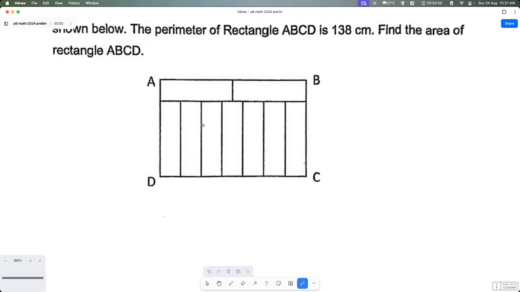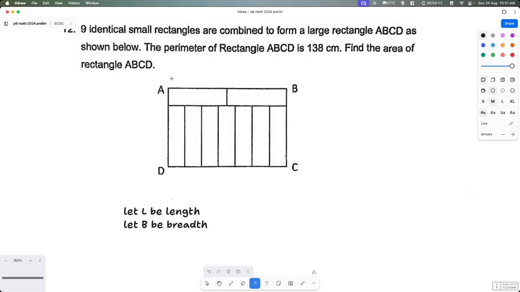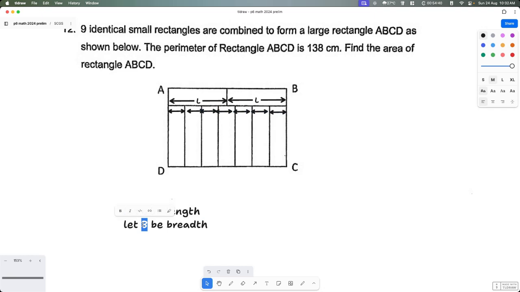Okay, so over here, let L be length, let B be breadth. So we know that this over here is one length, and one length and two lengths. So this is one L, a big L, and another one is another big L. And at the same time, this is one L as well. And then these two L's is basically equal to, if I were to copy and paste this multiple times, a lot of B's or a lot of breadths.